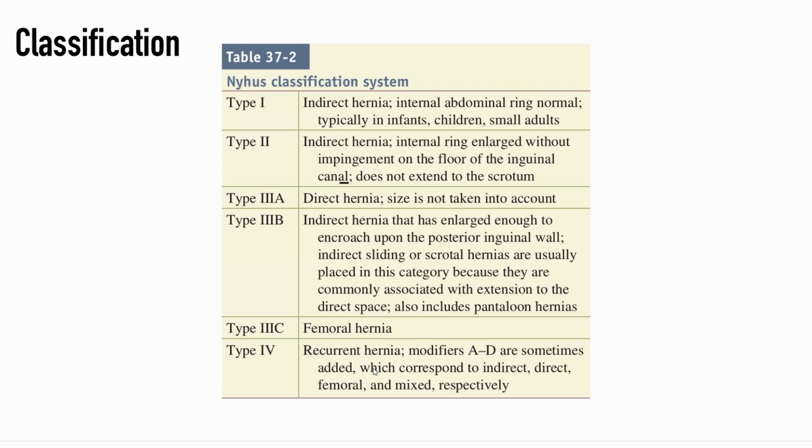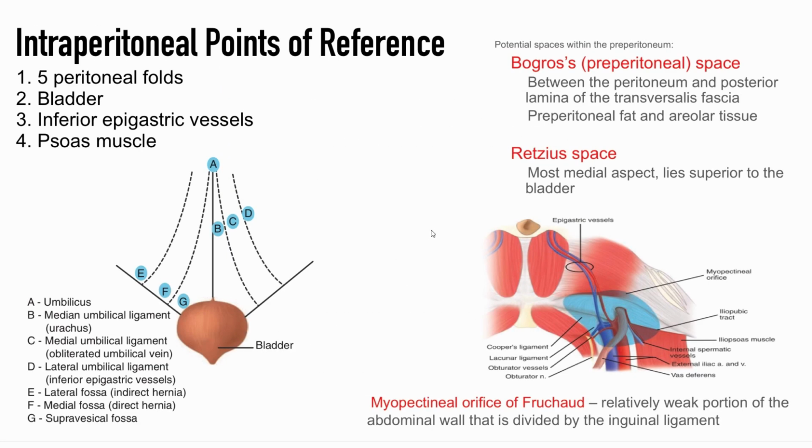hernias respectively. So now we move on to the intraperitoneal points of reference, of which there are 4, namely 5 peritoneal folds, the bladder, inferior epigastric vessels, and the psoas muscle. The 5 folds are detailed in the illustration below, as well as their significance. In addition, 2 potential spaces exist within the preperitoneum. Between the peritoneum and the posterior lamina of the transversalis fascia is Bogros's preperitoneal space.